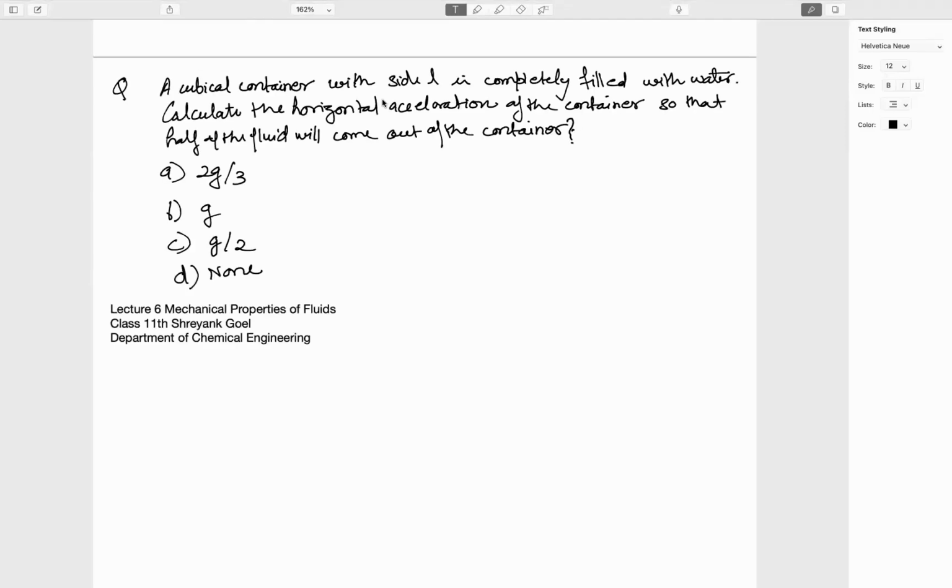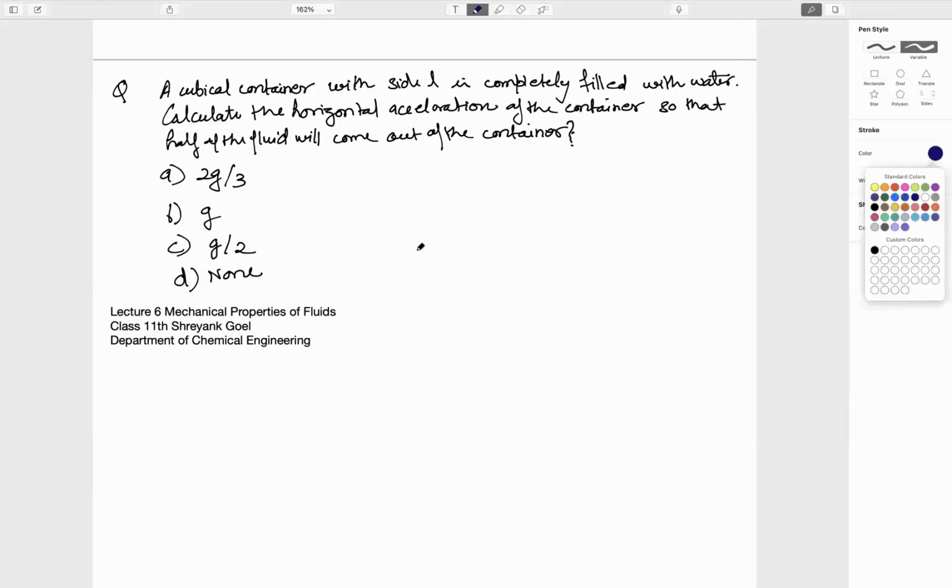So that question is, I gave one question: a cubical container with side L is completely filled with water. Calculate the horizontal acceleration of the container so that half of the fluid will come out of the container. Okay, so we need to solve this question. So let's solve this question. I hope you tried this.